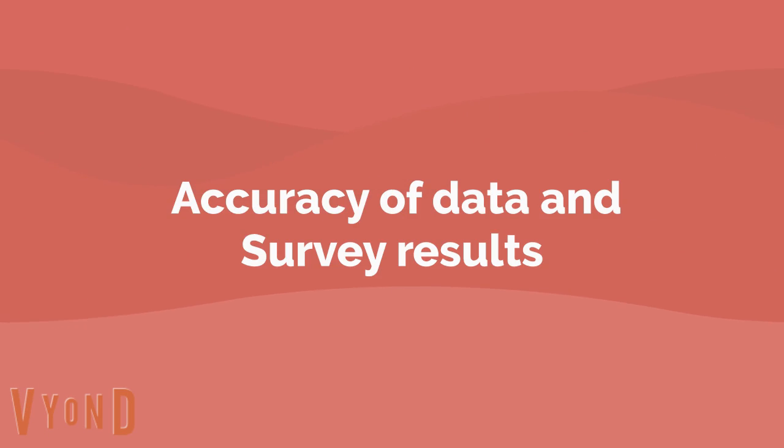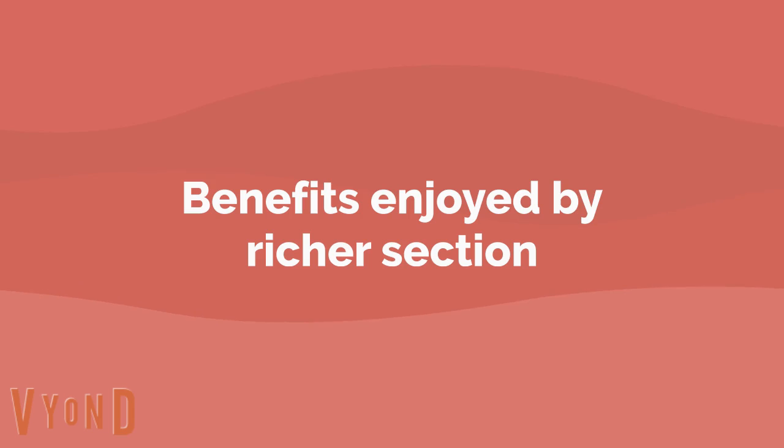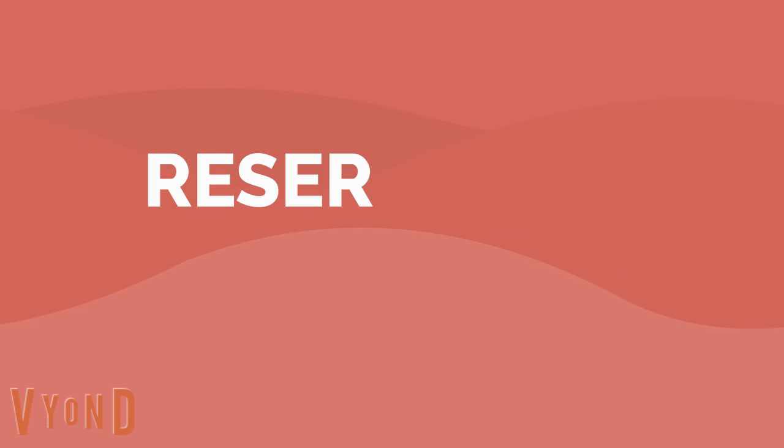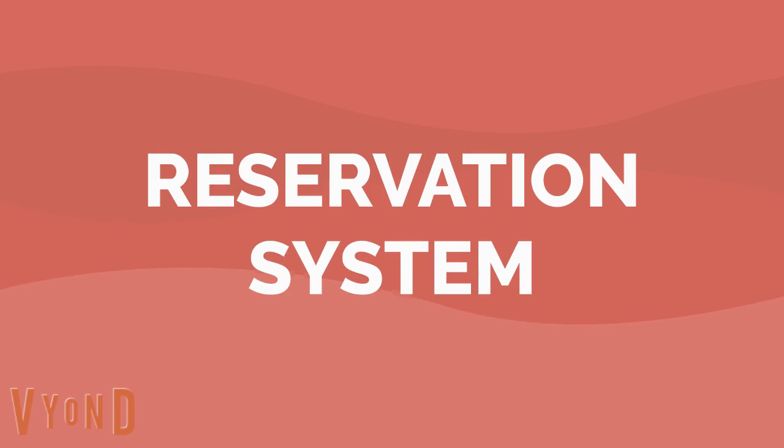Major issues with this reservation system are the accuracy of data and survey results based on which the caste was categorized and the percentage of reservation was determined. Benefits are being enjoyed by the richer section of the caste in the name of poorer people. While the system was put in place to help the economically weaker sections of the society, it has enabled some to carry the caste tag forward just to avail the benefits provided. The system must strive to help the underprivileged people within the deprived caste.